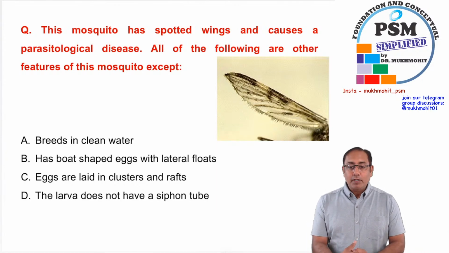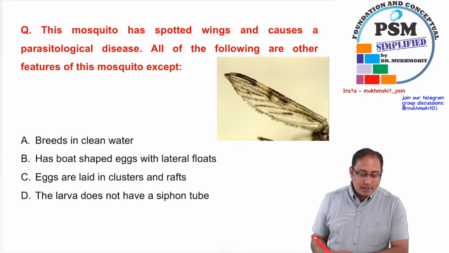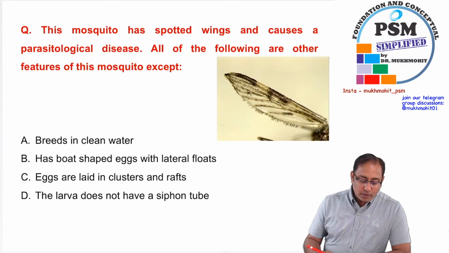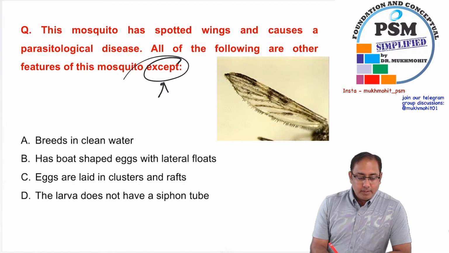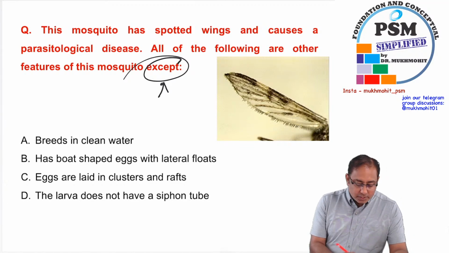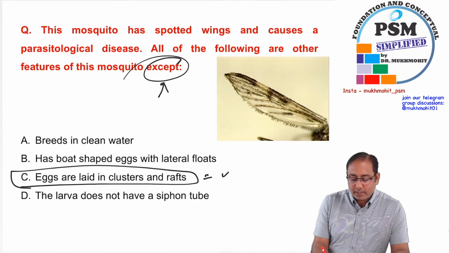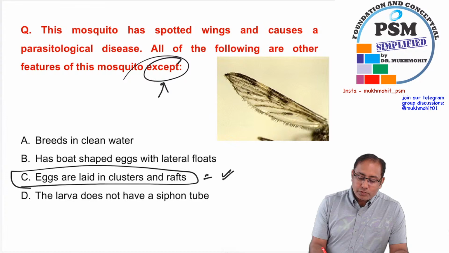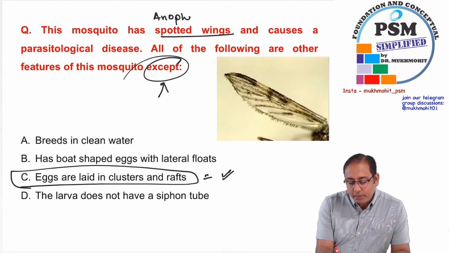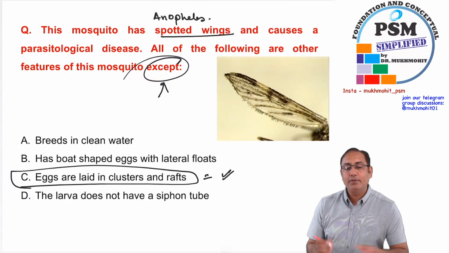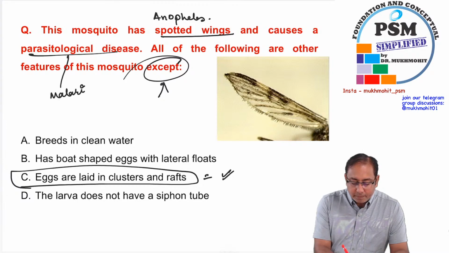This mosquito has spotted wings and causes a parasitological disease. So identify this mosquito. All are true except, you have to find the false one. So what do you think? Eggs are laid in clusters and rafts. Absolutely correct. I think many of you are answering this as the correct answer. Please note, the mosquito has spotted wings. We are talking about the Anopheles mosquito, and it causes a parasitological disease, and of course we are talking about malaria.